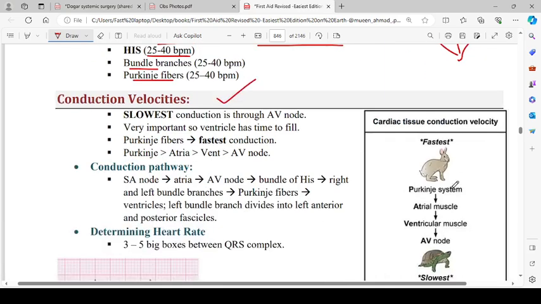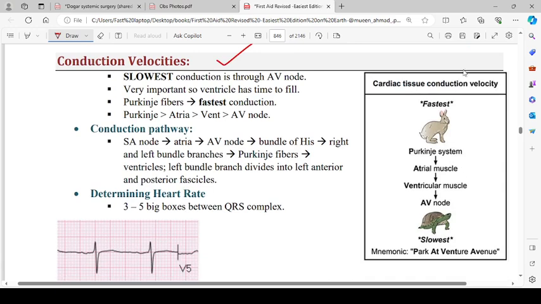Then comes the conduction velocity. This is a very important or beautiful graph. You can see that for cardiac conduction velocity, the fastest is the Purkinje system, then atrial muscle, then ventricular muscle, and the slowest is the AV node. So "Park at the Venture Avenue" is a mnemonic. Park is the Purkinje system, the fastest conduction system. A is for the atrial fibers, then comes the ventricular muscle.